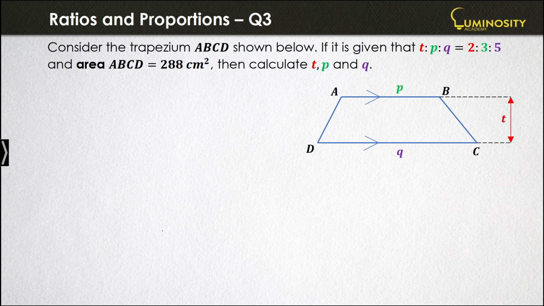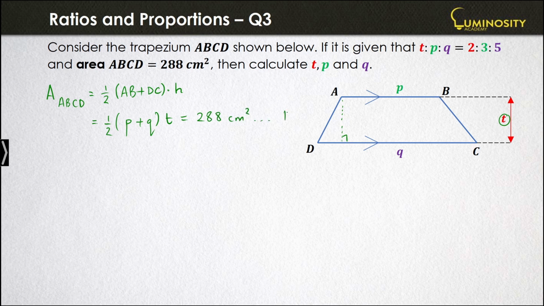Okay, so first of all, we're going to need some information. The area of a trapezium is given as half times the sum of the parallel bases, so in this case AB plus DC, times the perpendicular height between those two bases. The perpendicular height, if you look here, was extended outwards and given as T. So I can rewrite this equation as a half times AB, which is P, plus DC, which is Q, times the perpendicular height of T. So we have this equation, and it's given to us as 288 square centimeters. That's a useful equation, so let's jot it down and make sure that we can utilize it in the question.